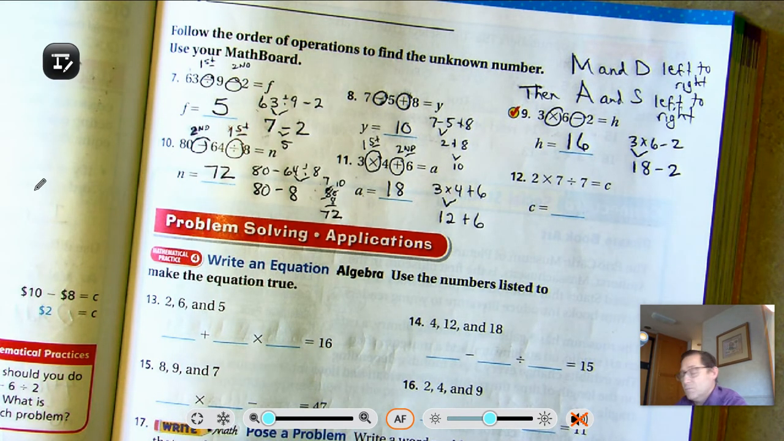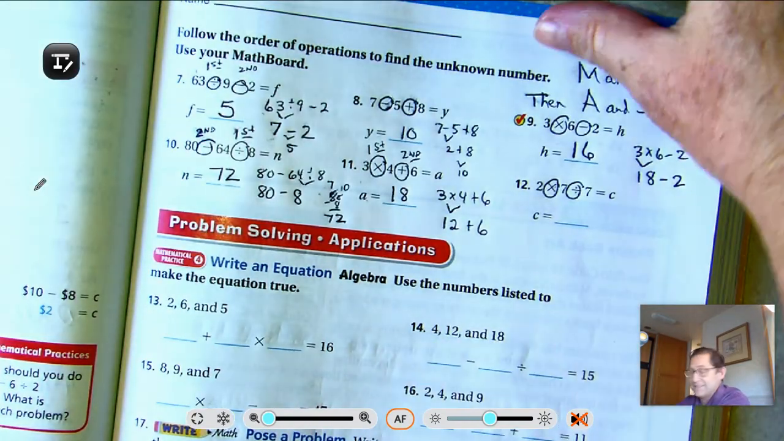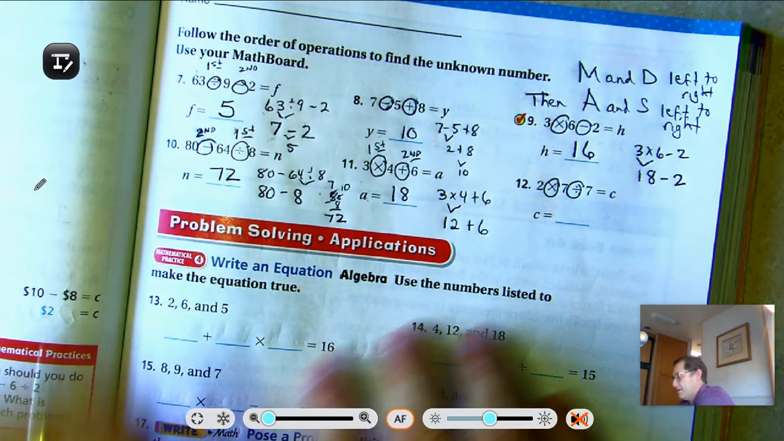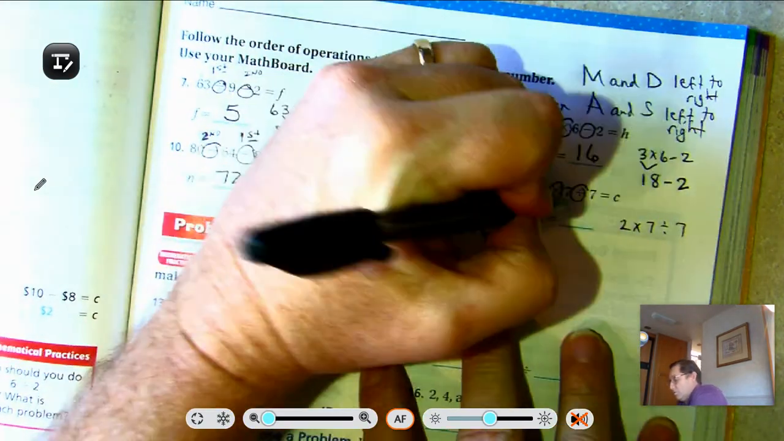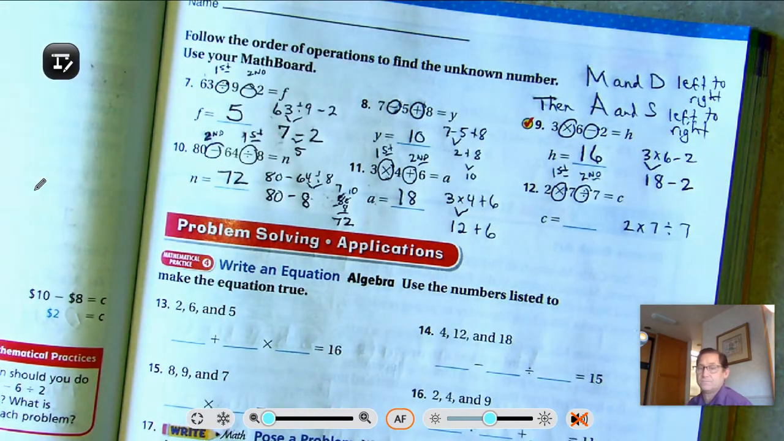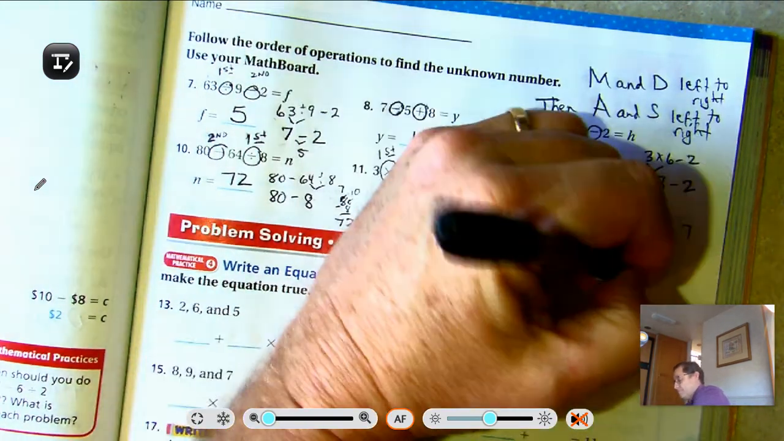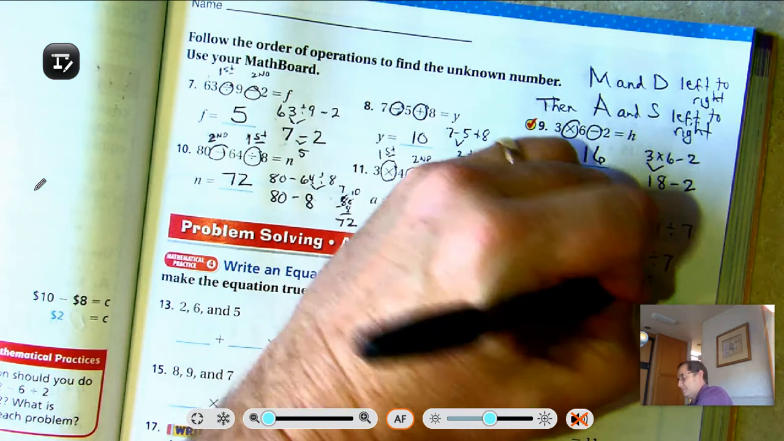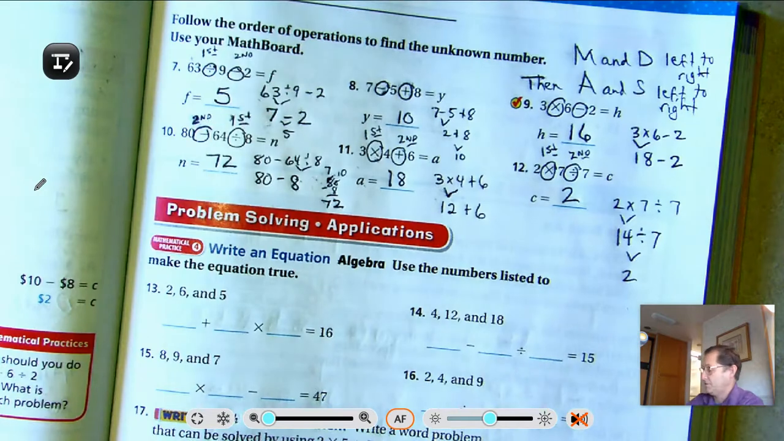Number 12, we have multiplication and we have division. They're on the same level, so we just go left to right. 2 times 7, divide by 7. Multiplication is first, followed by division, because we're just going left to right when all we have is multiplication and division. 2 times 7, 14. 14 divided by 7, 2. 2 times 7 is 14. So our answer is 2.